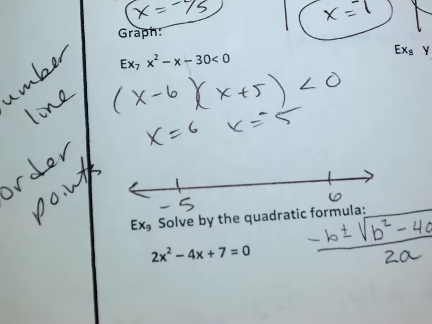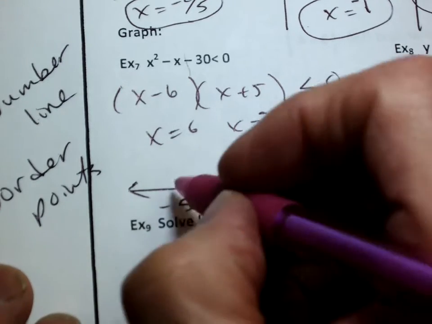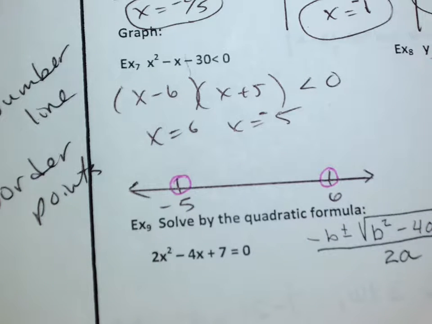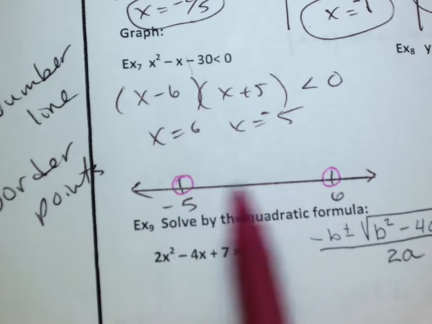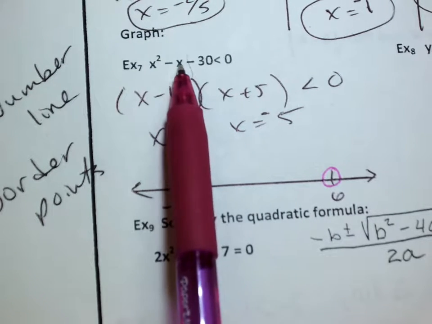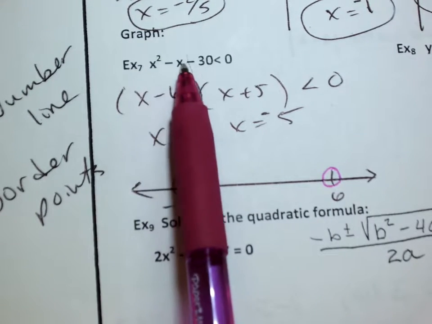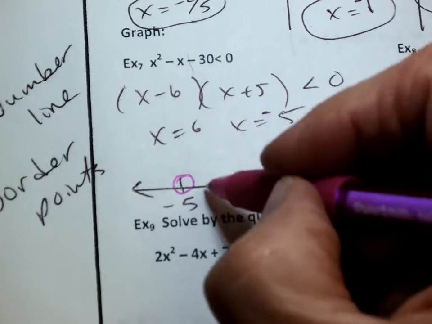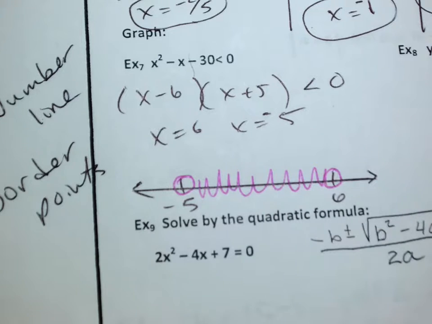I'm going to go open circles because there's no equal sign. And then if it's less than, let's pick a point. Probably the easiest point to pick would be 0. Do you agree with that? If I plug 0 in, I really get negative 30 is less than 0. That's true. So I'm going to shade in this region. Okay.